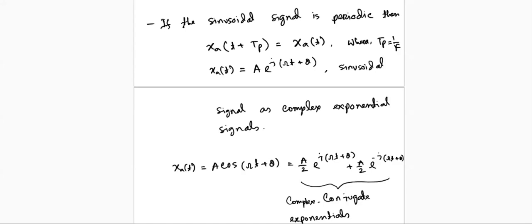So we have been talking about the sinusoidal signal, the representation of the analog sinusoidal signal, and we have also mentioned the periodicity of the signal in the last class. At the end of our last lecture, we tried to represent our analog signal in the Cartesian plane, that means as a complex exponential signal.